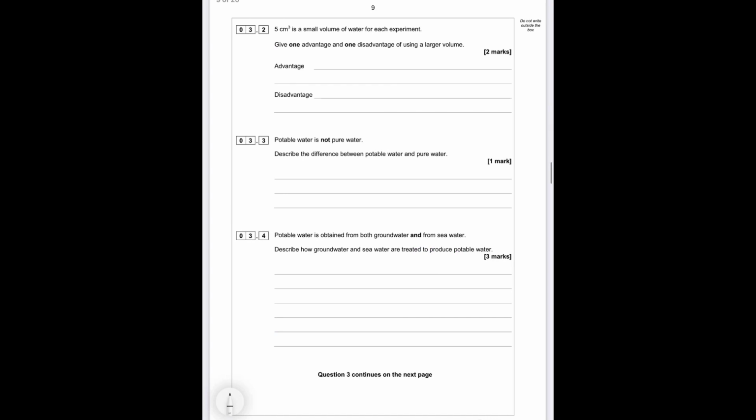For this next part of the question, 5 centimeters cubed is a very small volume of water for each experiment. Okay, so give one advantage and one disadvantage of using a larger volume. So one advantage of using a larger volume would be that we'd get more accurate results. The disadvantage, however, would be that it would take longer because we need more energy to make the water evaporate.